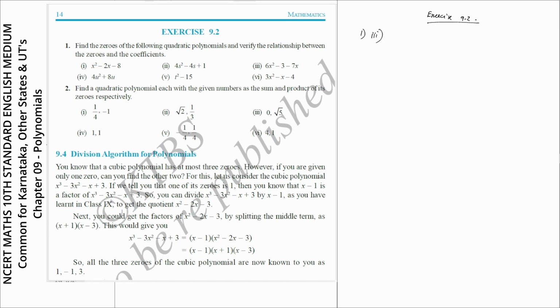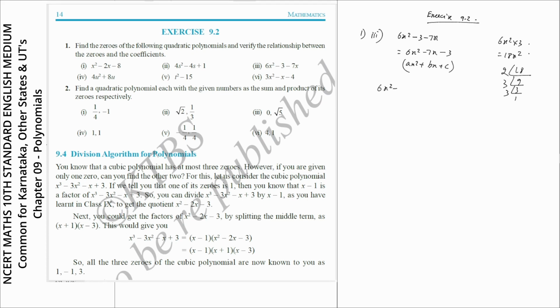Okay, exercise 9.2, question number 1, sub question 3. It is 6x square minus 3 minus 7x. So now I'll rearrange this one. I can write as 6x square minus 7x minus 3. Okay, so this is in the form of ax square plus bx plus c. Now first term into third term is 6x square into 3. 6 3s are 18, 18x square. Now 18 if I factorize, 2 9s are 18, 3 3s are 9, 3 1s are 3.